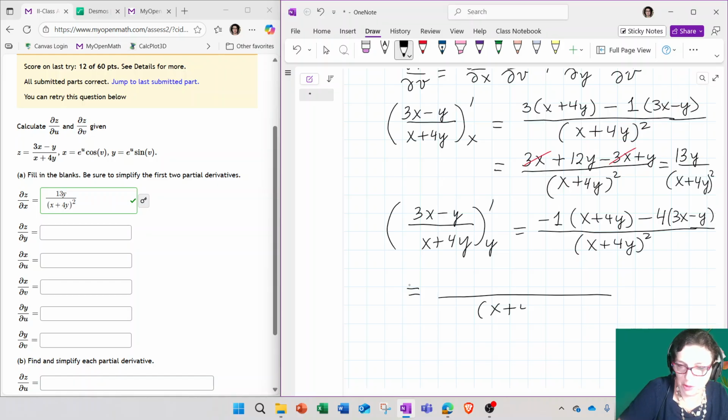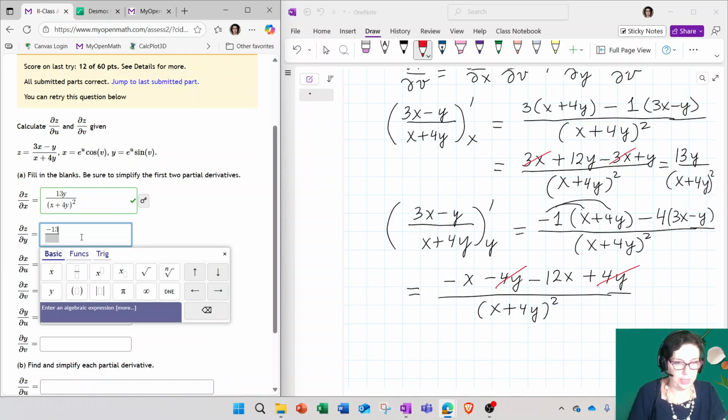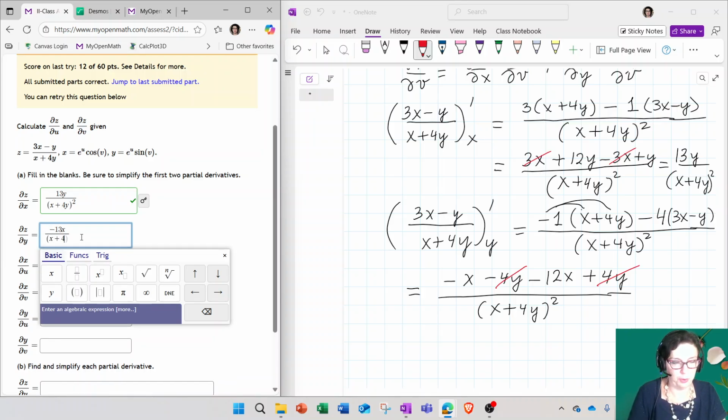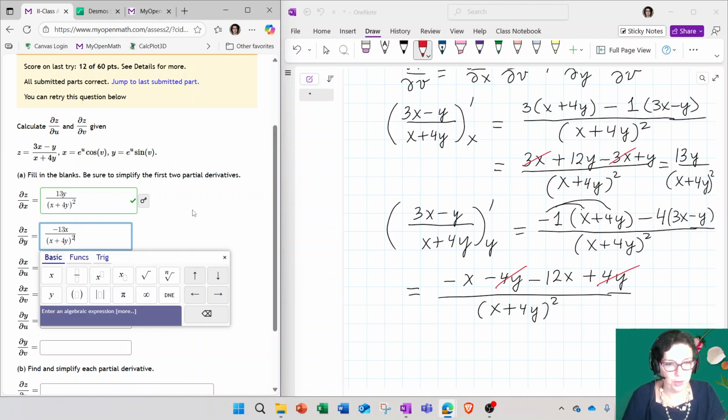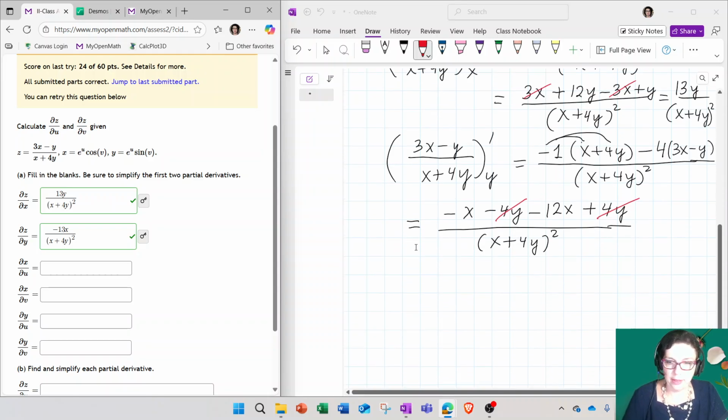We have to leave it. So it's going to be (x plus 4y) squared on the top. Let's distribute that negative. So we're going to get negative x minus 4y minus 12x plus 4y. You can see something happening here, right? The negative 4y and positive 4y cancel out. And then we're going to get negative 13x divided by (x plus 4y) squared. Okay, so let's just hope that that's correct. All right, that is correct.